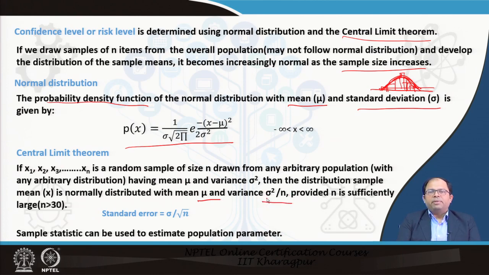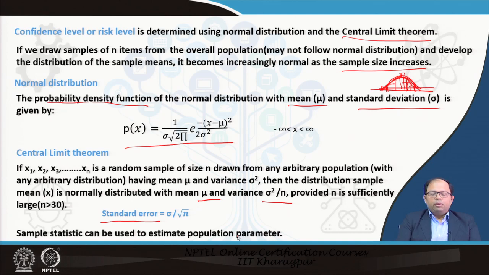Now sigma square is the variance of the population. So sigma square by n is the variance of the sample mean. So we can say that the standard deviation of the sample mean, which is also called standard error, is equal to sigma by root n. This is very, very important, and what it shows is that if we know the sample parameters, then we can also estimate the population parameters from them.